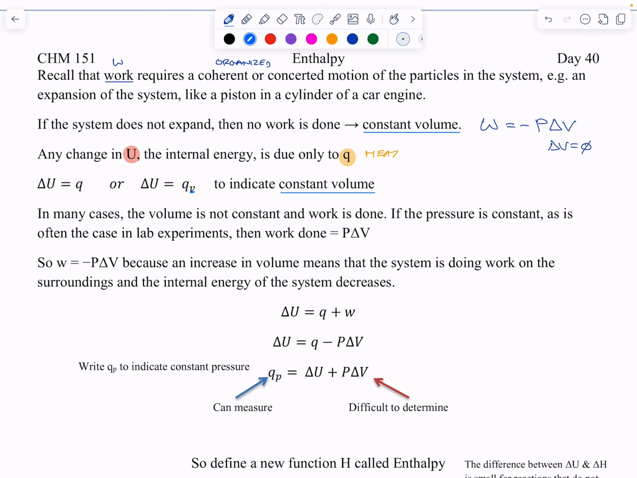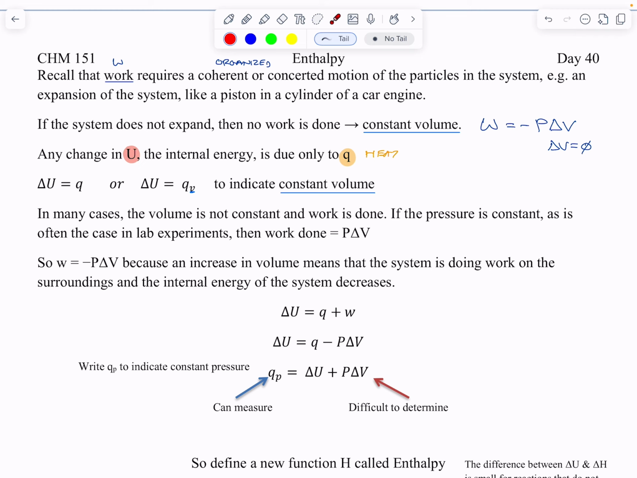So our internal energy here, heat, work, substitute in negative P dV for W, so internal energy equals heat minus the work. All right, and so now we're going to rearrange and bring this to this side, but we're going to flip it around. So Q_P, that means constant pressure, heat transfer, equals the change in internal energy plus work.